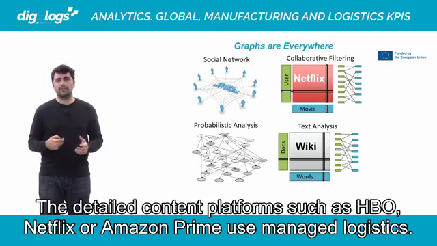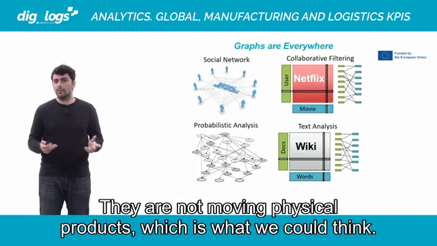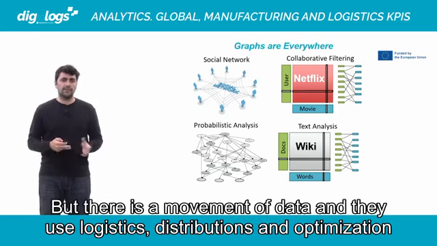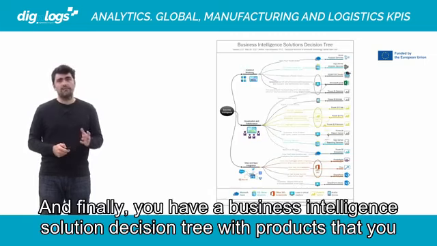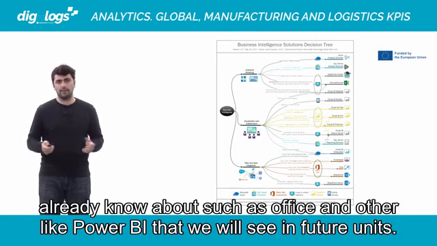Digital content platforms such as HBO, Netflix, or Amazon Prime use management logistics. They are not moving physical products, which is what we could think, but there is a movement of data and they use logistics, distributions, and optimization tools. And finally, you have a business intelligence solution decision tree with products that you already know about, such as Office and others like Power BI that we will see in future units.